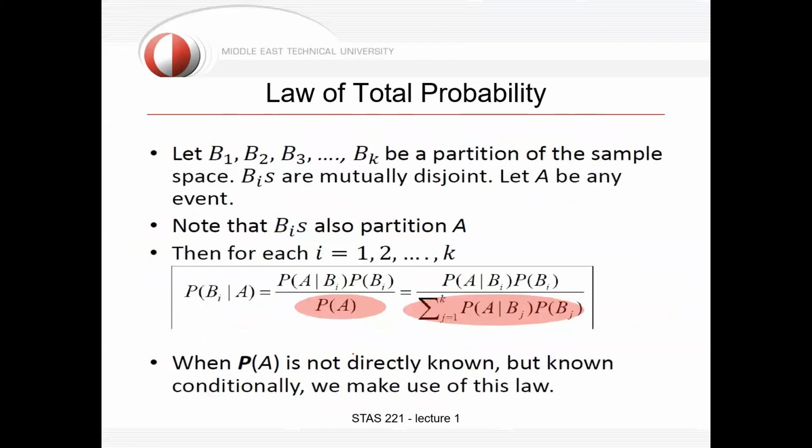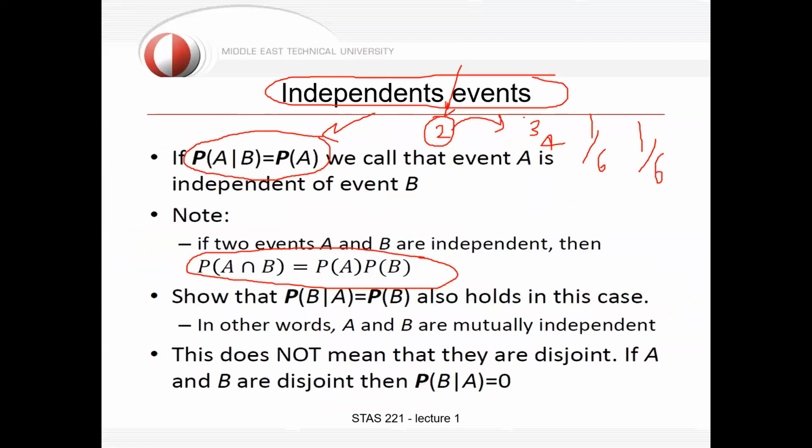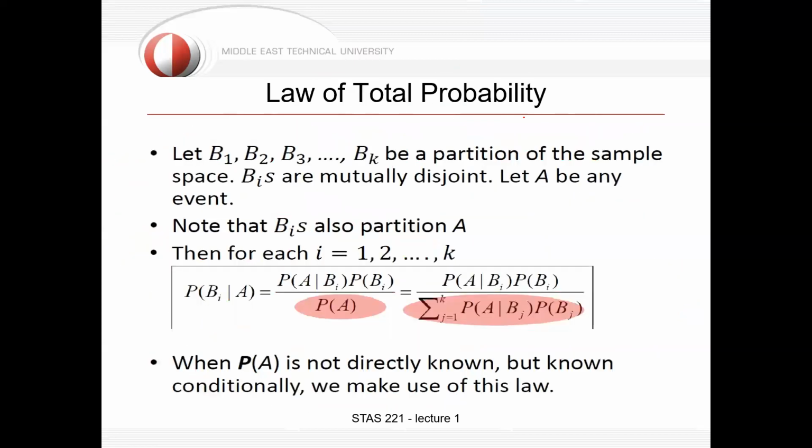Okay, the law of total probability. Why do we need this one? Let's go back to our main formula, or maybe I can mention here. Let's say I want to calculate the probability of B given A.